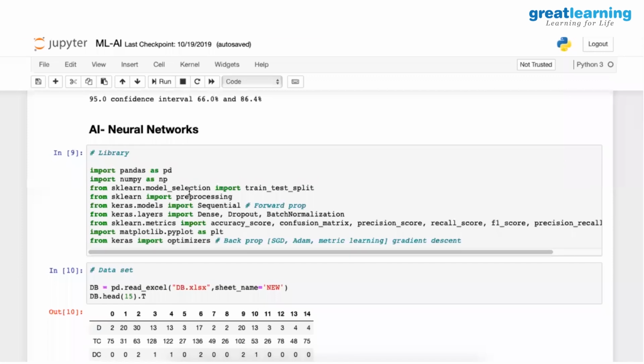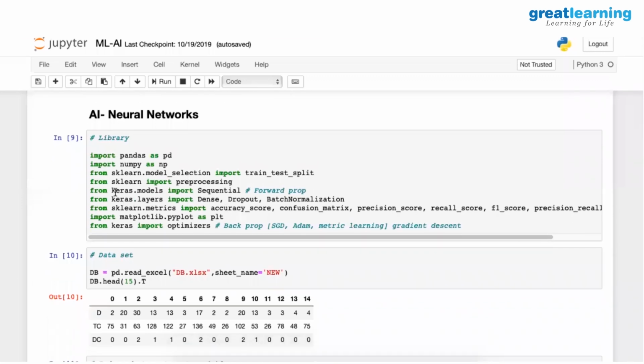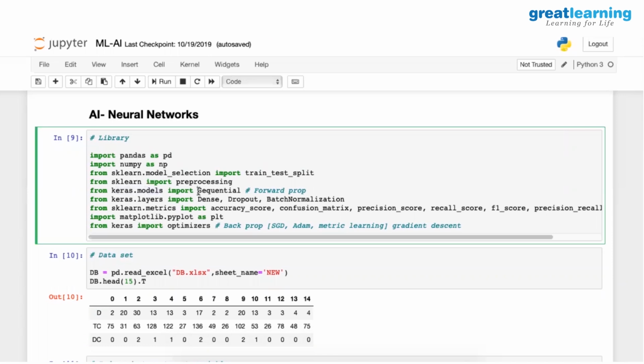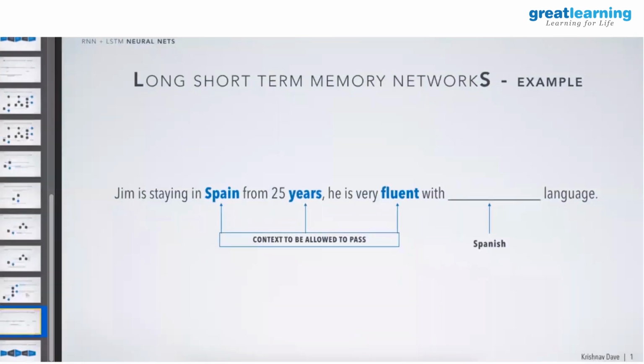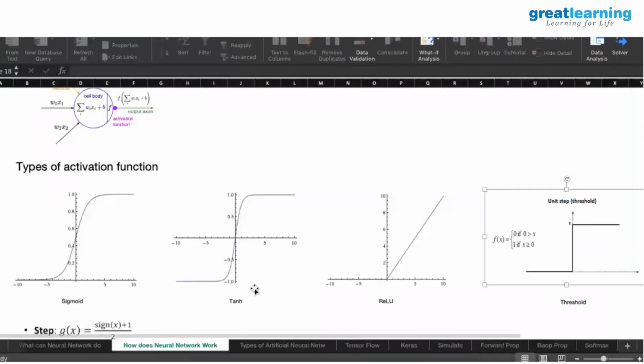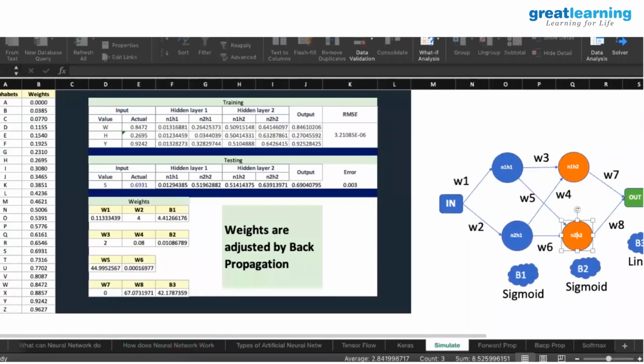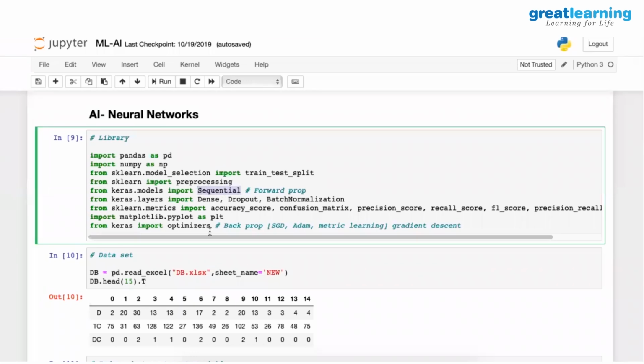Next, what I'm doing is from Keras, I'm implementing a sequential library. What does it mean? If you observe our Excel file, the simulation that we did, don't you think this is a sequential kind of stuff? This depends on this, and this depends on this and this. It's like a sequence. So the first part to understand in coding is we have to tell Keras that our model is a sequential model.